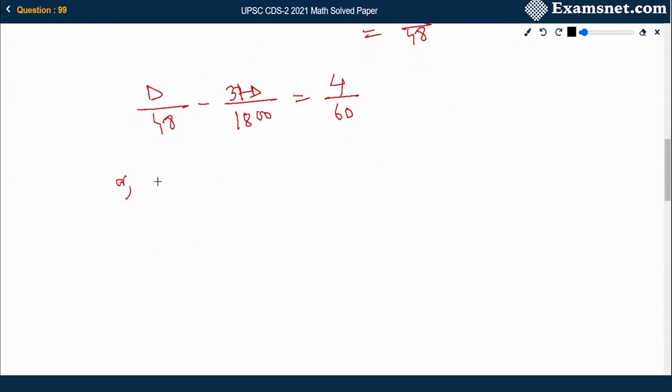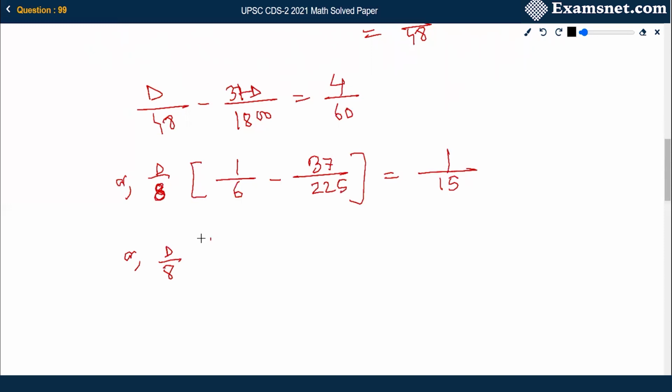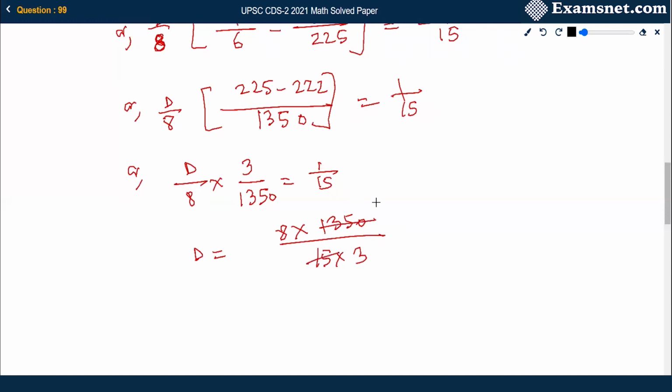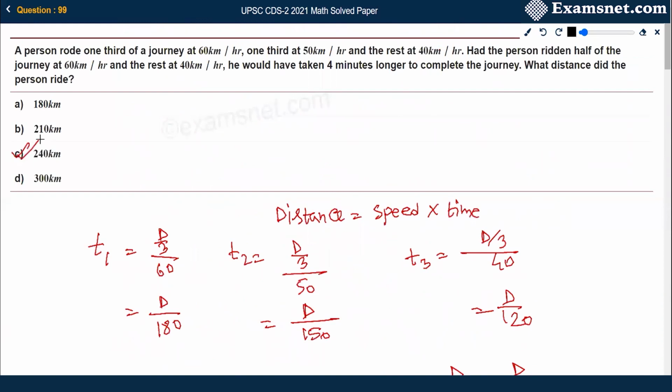Now let's continue with this. I can take common D8. Let's take common D8. It will become 1 by 6, 225. It is 1 by 15, 1 by 8, and also 225 minus 222, 1 by 15. So here we'll get the value, that is 3, 1 by 15. So 13503. Now it's 90. So I will get 30 and the value, that is 240. So the distance, that is 240 km. Here option C is the correct answer.